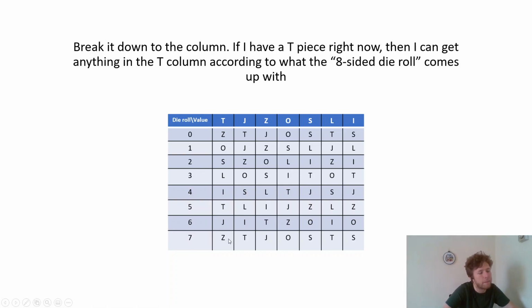It comes back around to Z. That means that if I have a T piece, this again is in the reroll scenario, so this only happens a quarter of the time. The other 3/4 of the time, you still just have the initial roll. But in this situation, I'm twice as likely to get a Z as any of the other pieces in this reroll scenario, which is kind of crazy.